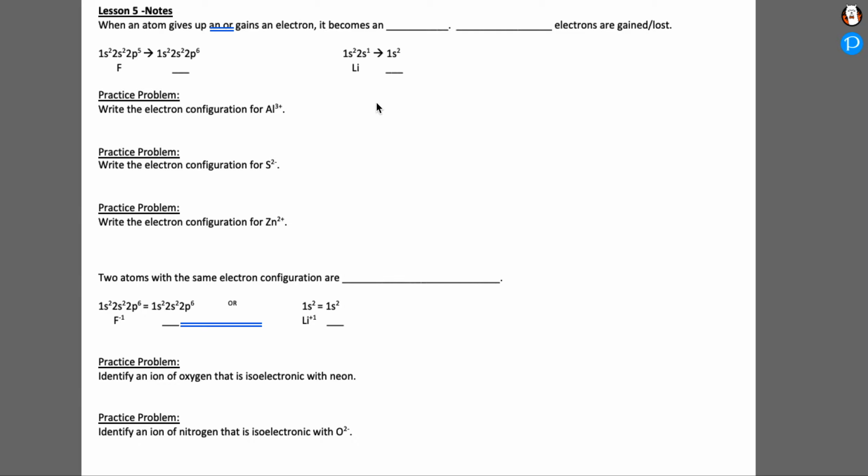Let's talk about ions and how we write electron configurations for those. And then we're also going to look at photoelectron spectroscopy.